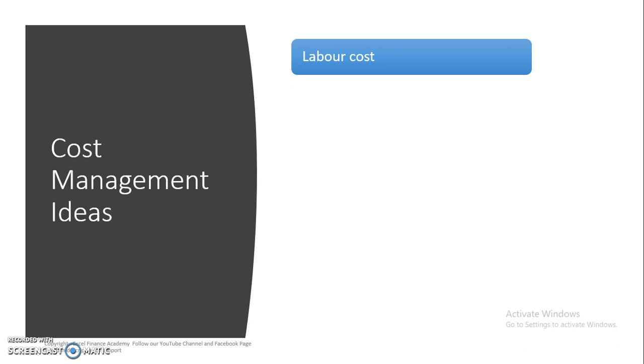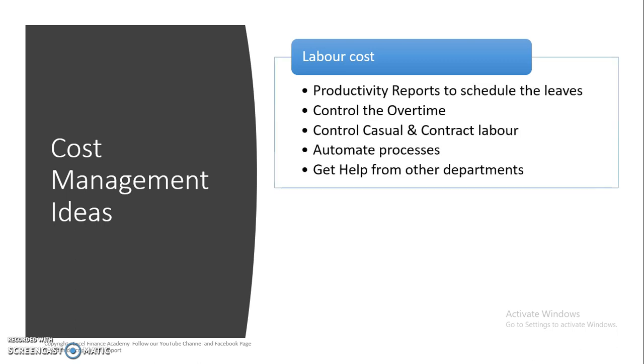The concept and the principle are the same in those expenses. So the labor cost, how are you going to manage the labor costs? There are a few things which we want to discuss here one by one. So let's look at it. Productivity reports to schedule the leaves. Let's say that there's a seasonal business. We need to forecast the business, and then we need to see what is the productivity of each department compared to last year, compared on a daily basis, so that we can schedule the leaves.